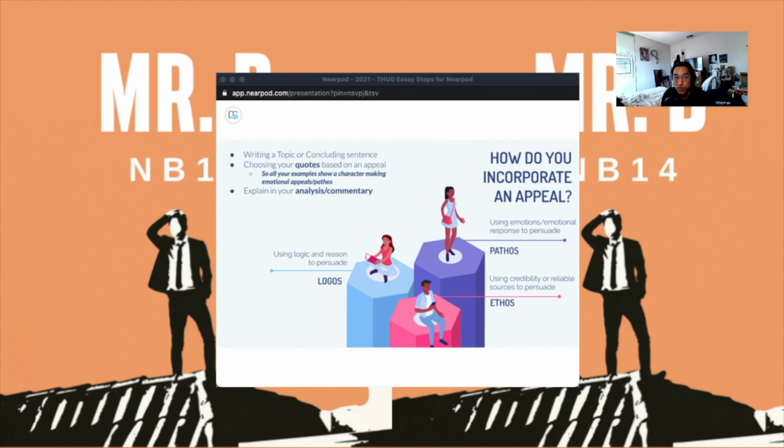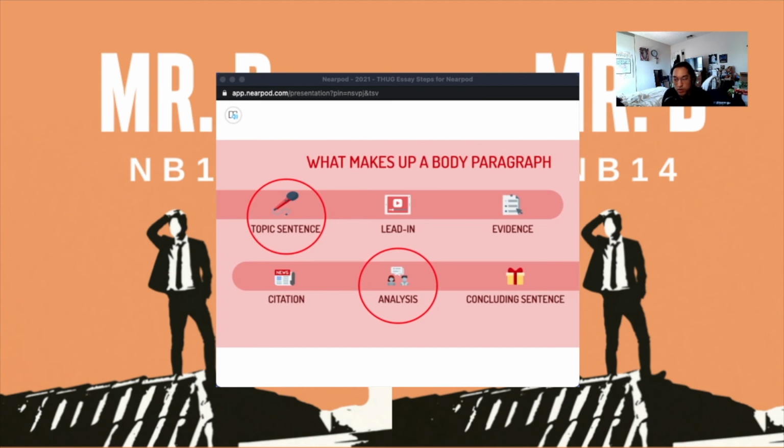You can choose your quotes based off of one of these 3 appeals, or you can explain in your analysis and commentary. And I think the third one, explaining in your analysis or commentary, is probably the most direct way that you can say, look, this shows logos because blah, blah, blah, blah, blah. So today we're just going to look at topic sentence and analysis. How can you incorporate these things into that?